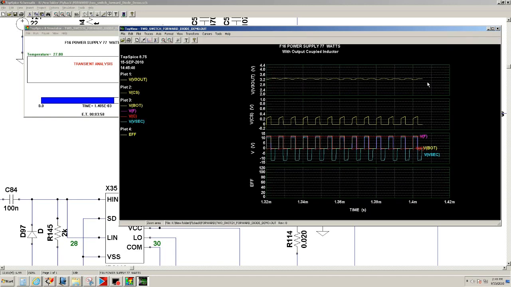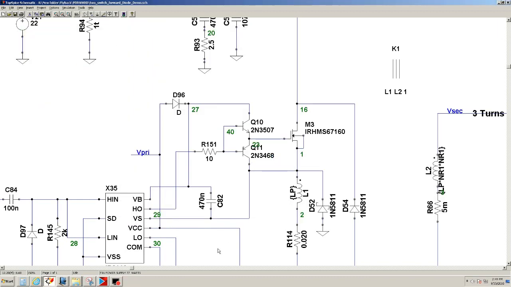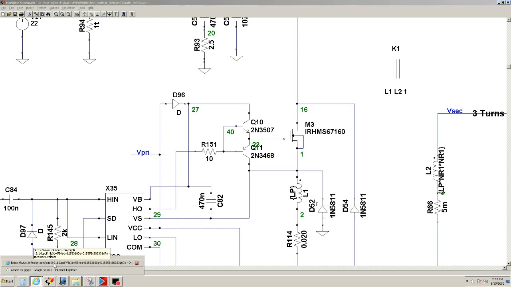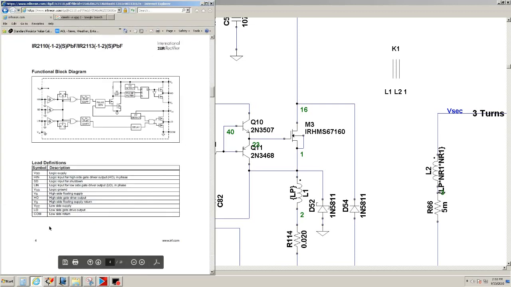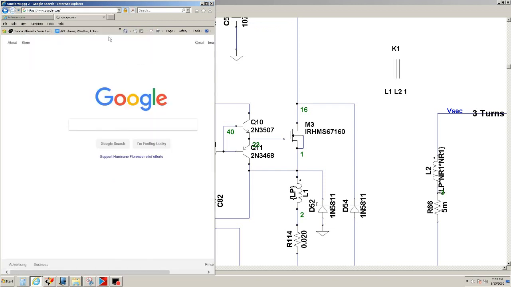And it's approximately 3.3. That looks good. Yeah, 3.3. That looks good. So let me go ahead and move forward. I want to take a look at another part, because this will set up the next topic, which is how to make the forward converter more efficient.